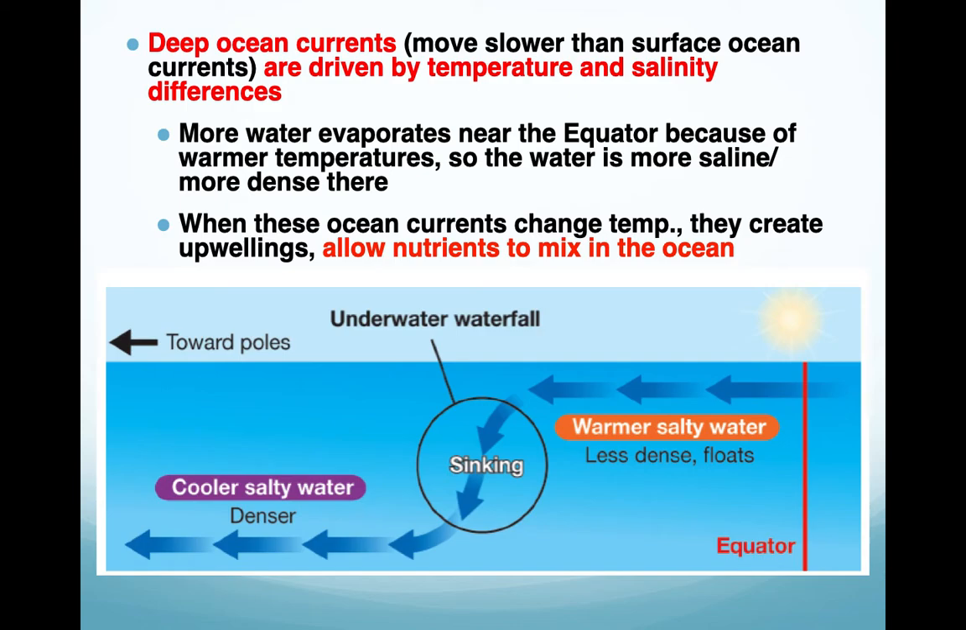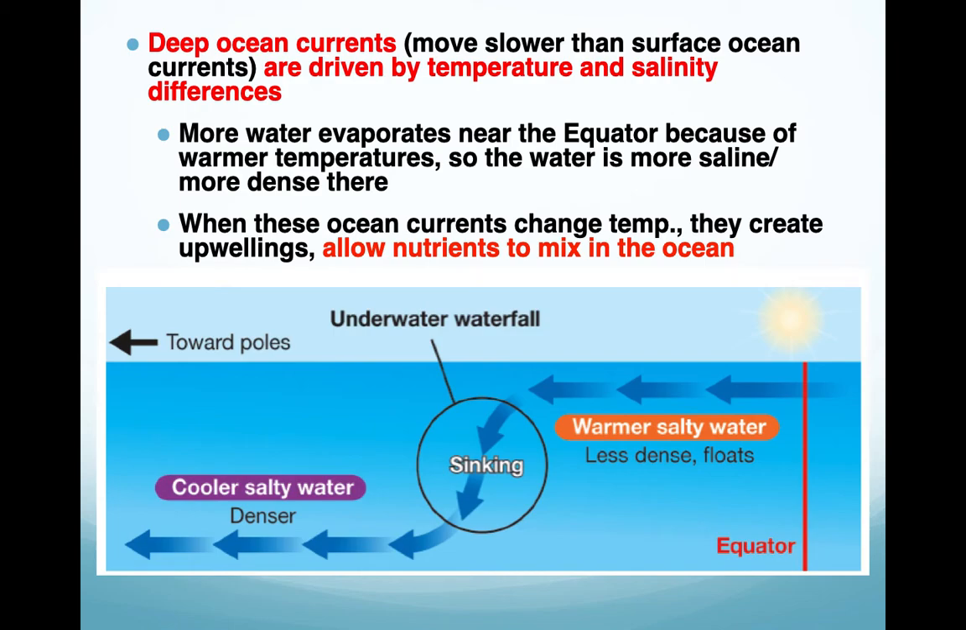So those are surface ocean currents, and then our other ocean currents are called deep ocean currents. Just like their name implies, these are deep within the ocean. They move much slower than the surface ocean currents. They're taking hundreds of thousands of years to move on Earth. And they are not driven by wind like surface ocean currents are. They're driven by temperature and salinity differences.